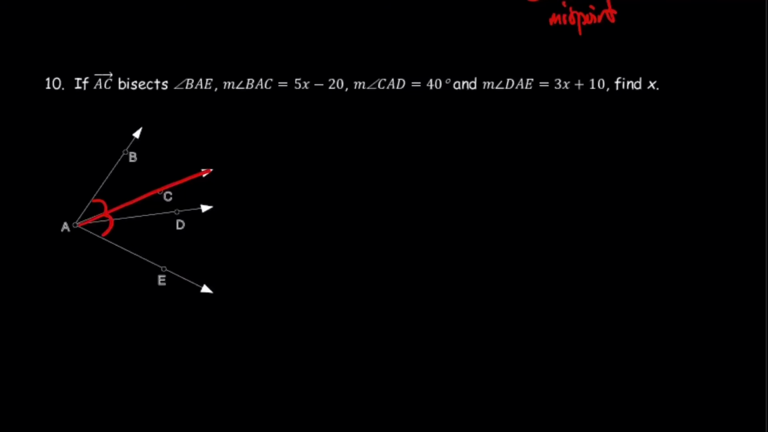All right, measure of angle BAC. So just this top one is 5x minus 20. Let me use a different color. 5x minus 20. Measure of angle CAD, so that's his bottom one here, is 40. And measure of angle DAE, which is the bottom smaller one, is 3x plus 10.